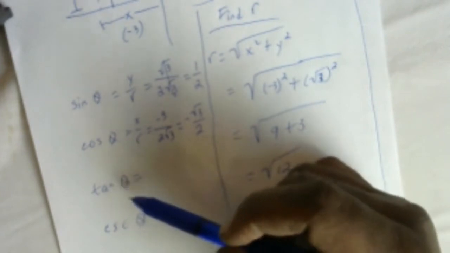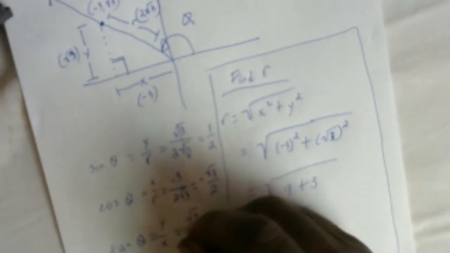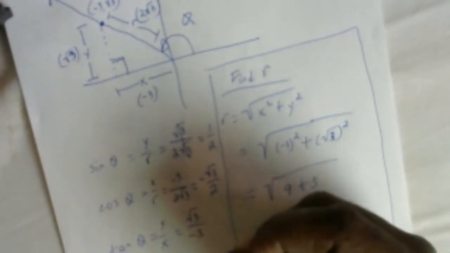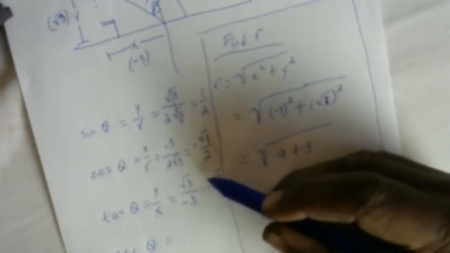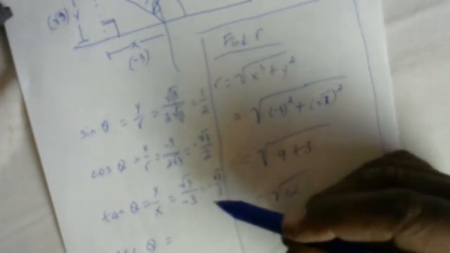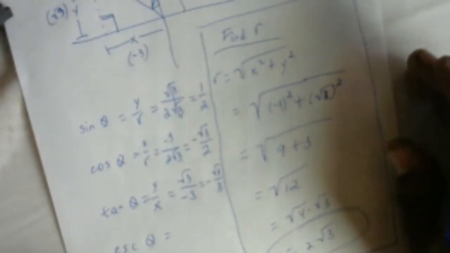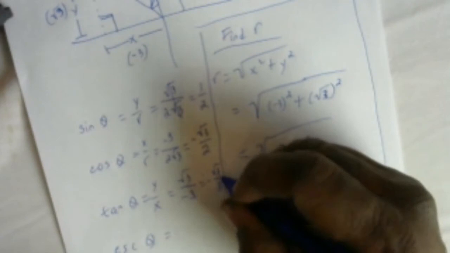All right, so now let's take a look at the tangent, and remember that the tangent is y over x. So y is square root of 3 over negative 3, which gives me negative square root of 3 over 3. All right, a positive divided by a negative is a negative. Since my radical is in the numerator, I don't have to rationalize. All right, so that's the square root of 3 over 3.